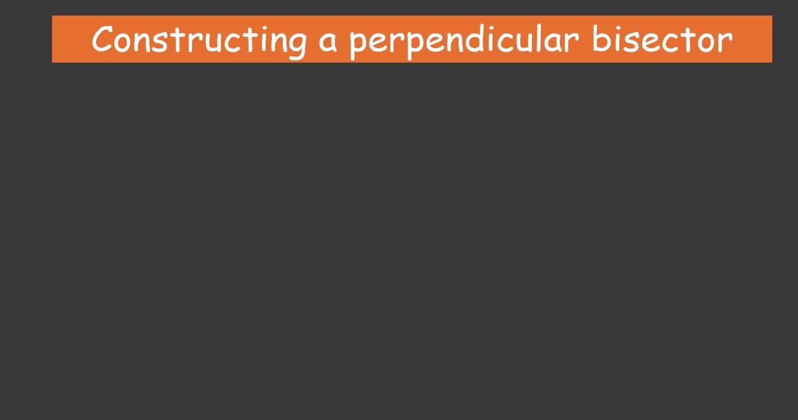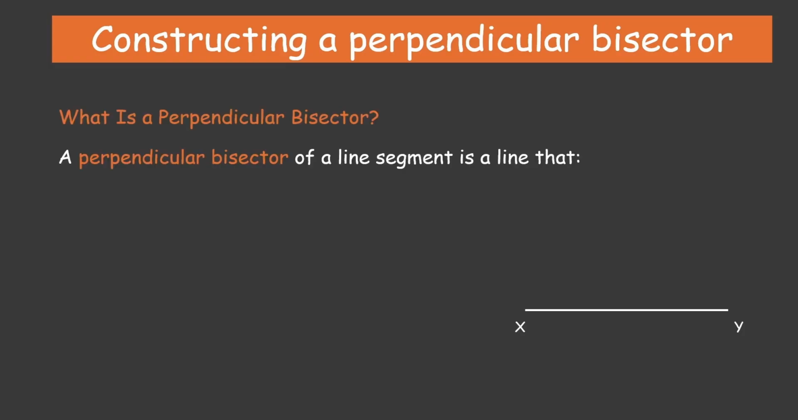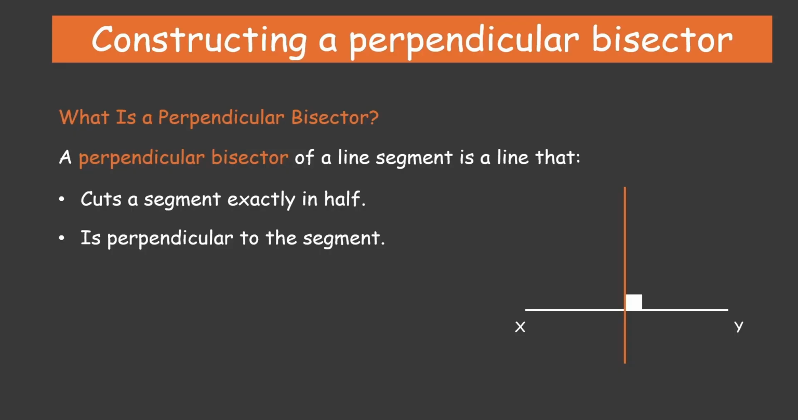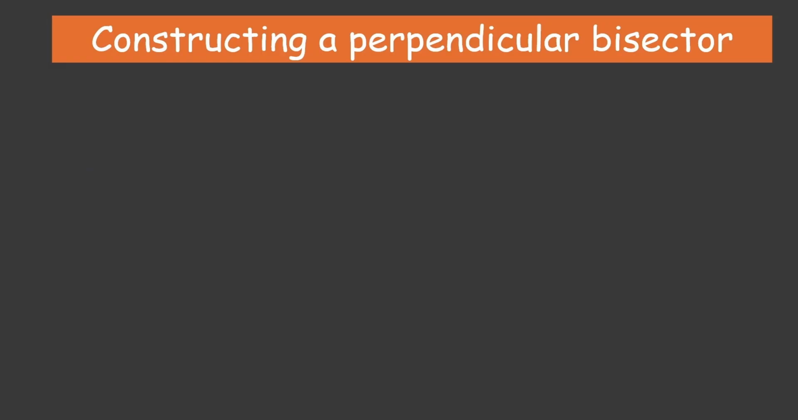Let us see how to construct a perpendicular bisector. What is a perpendicular bisector? A perpendicular bisector of a line segment is a line that cuts the line segment exactly in half and is perpendicular to the line segment. Now let us see how we can construct it.